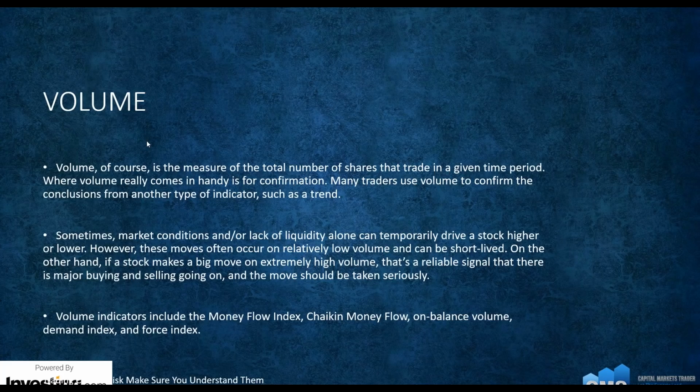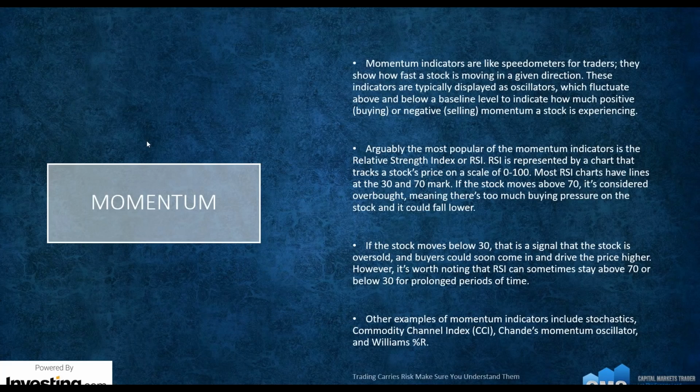So we talked about trend indicators. We've just talked about volume. Now, a very important category of indicators, and one I depend on a great deal, is called momentum. Because I'm always concerned with the momentum an asset has to trade it. Because a momentum indicator is like a speedometer. They show how fast an asset is moving in a given direction.